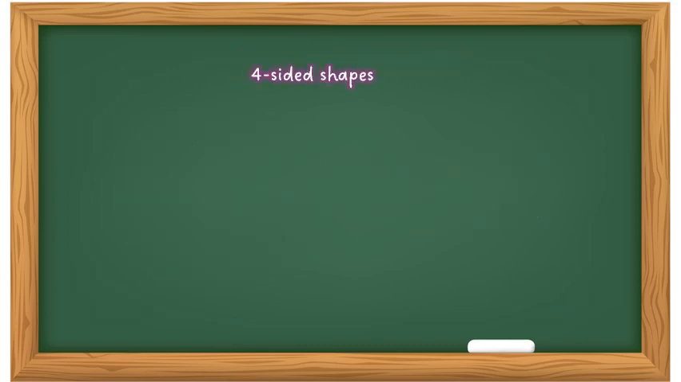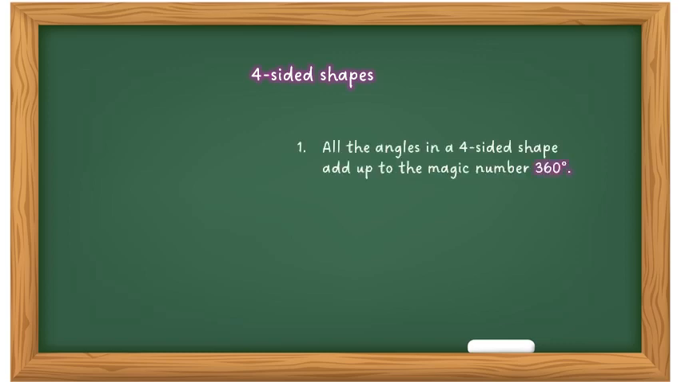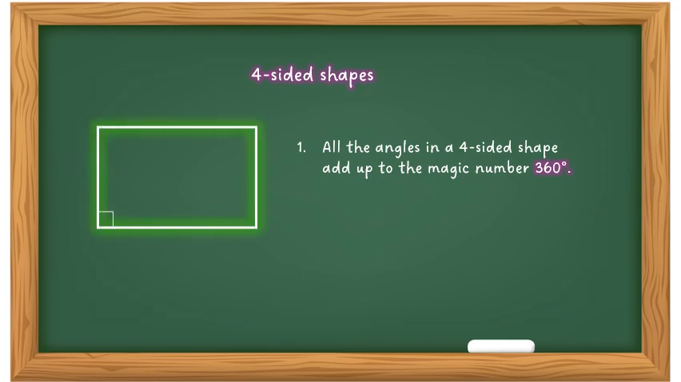Now let's look at four-sided shapes. And again, you'll see why 360 is a magic number. All the angles in a four-sided shape must add up to the magic number of 360 degrees. So you can see in this example, you have a right angle, which is 90 degrees. 4 times 90 is 360.